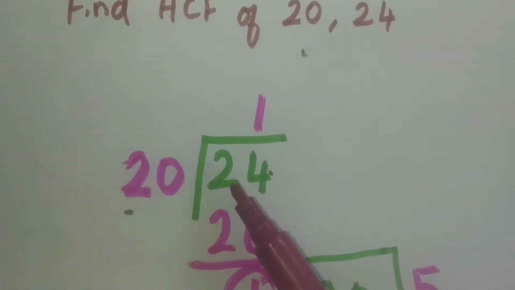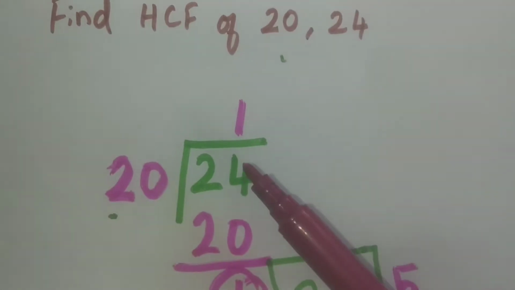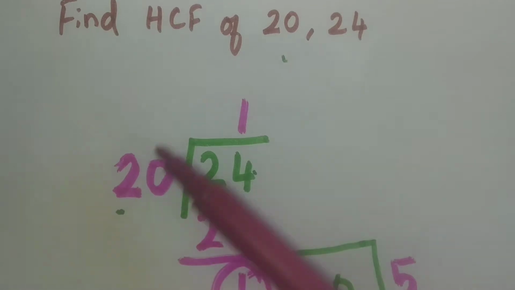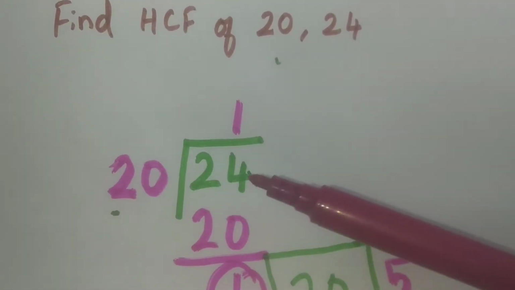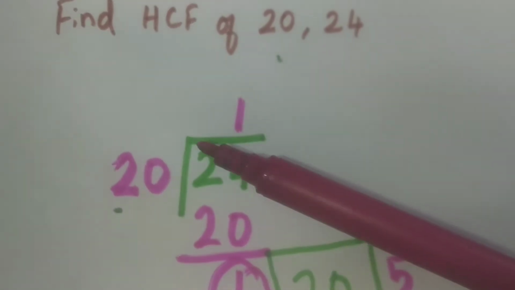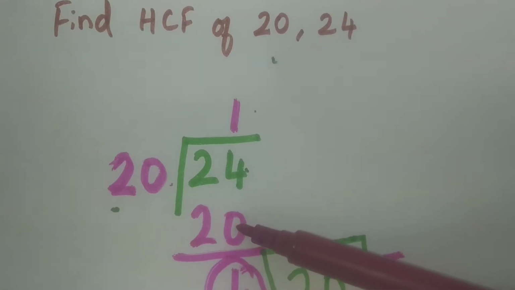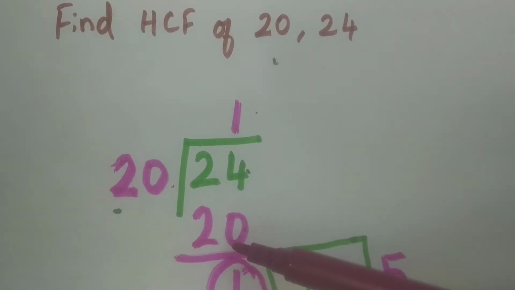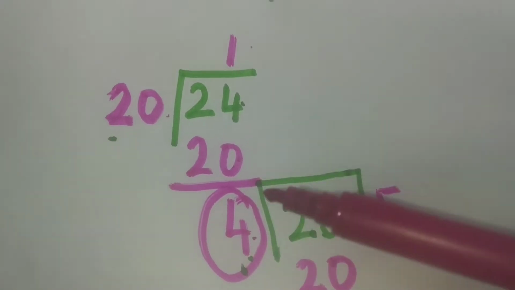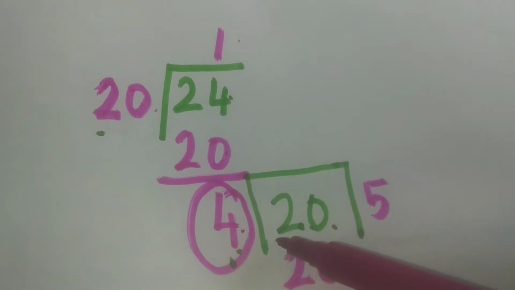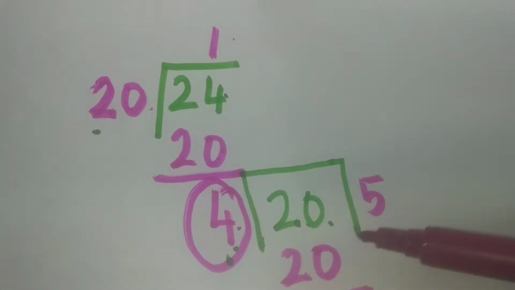See here, the biggest number, which is 24, isn't it? So we divide this 24 by 20, the least number. So when you get 20 in 24, one time only, isn't it? So 20 ones are 20. So what do you get as the remainder? 4, isn't it? Now, keeping this as divisor, we are going to divide this 20. This divisor becomes the dividend here.